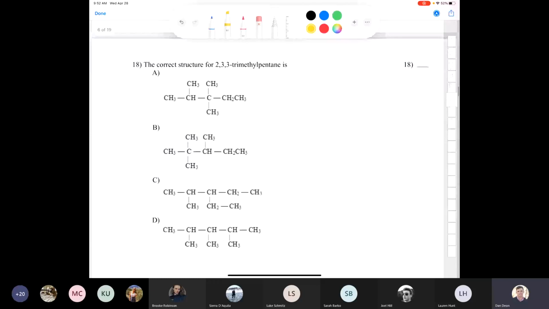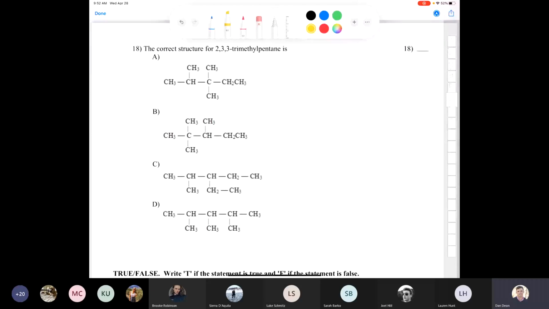Question number 18, which structure is the correct one for 2,3,3-trimethylpentane? There's a couple of ways you could do this. I mean, you could just go ahead and name all of them. You know, just take the time. There's 4 molecules. Just give a name to every single one. That works. Whichever one has that name is going to be the right one.